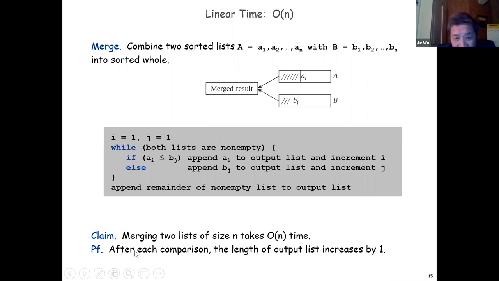How do you prove that? The key is the proof. After each comparison, the length of the output list always increases by one. Since you have only 2N elements, that's why it's 2N. But in asymptotic complexity, we just say order of N, upper bounded by N.